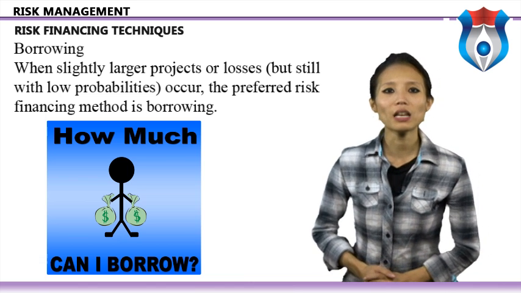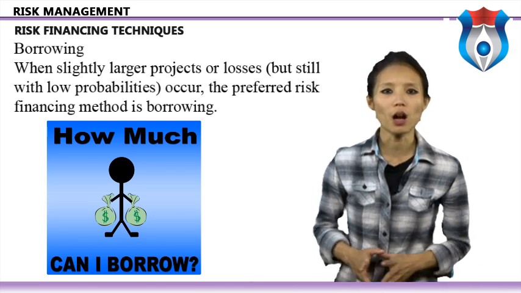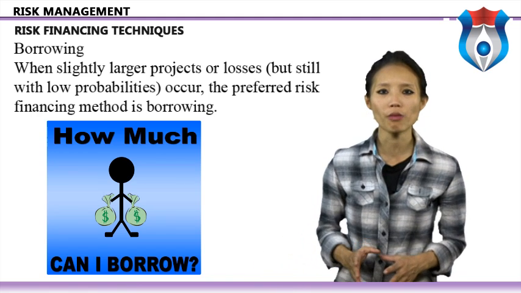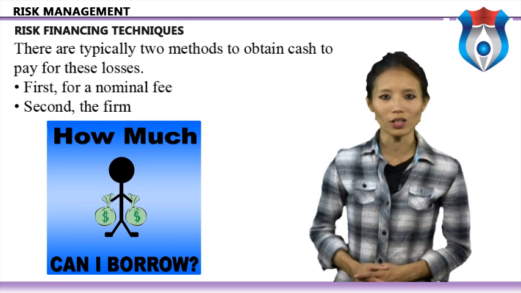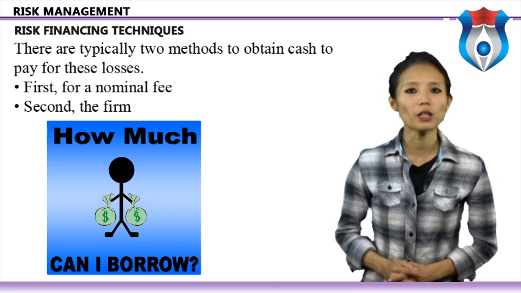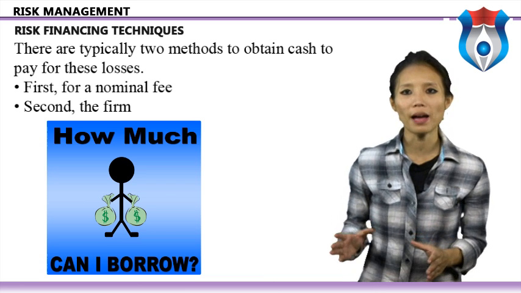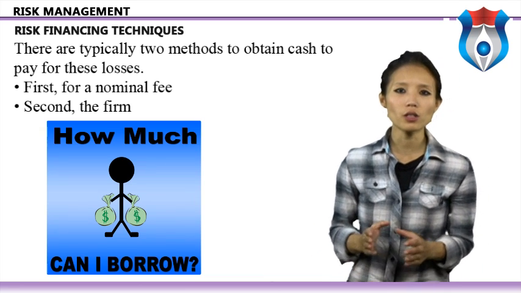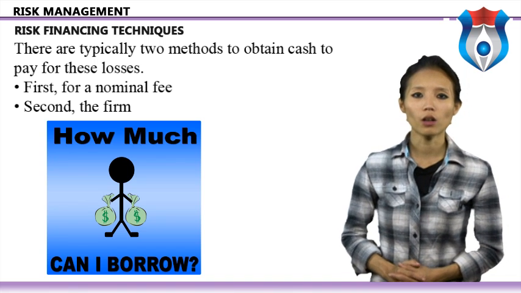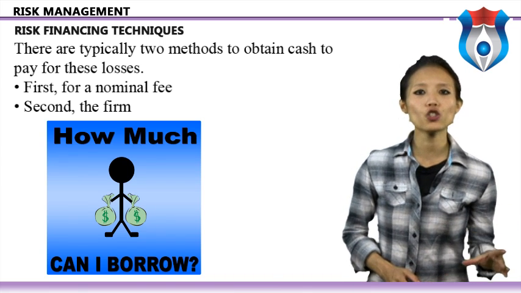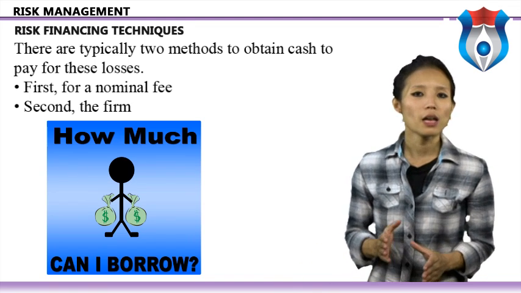Borrowing. When slightly larger projects or losses, but still with low probabilities, occur, the preferred risk financing method is borrowing. There are typically 2 methods to obtain cash to pay for these losses. First, for a nominal fee, the firm can obtain a letter of credit from a bank or other financial institution that promises to provide cash if certain contingencies occur. Second, the firm can issue bonds to obtain cash to rebuild a building or finance other assets.